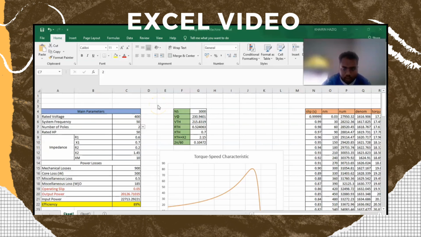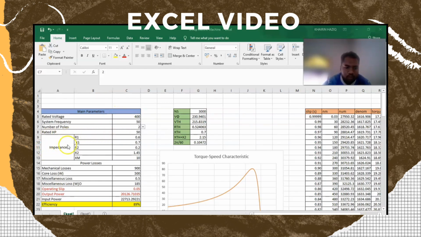So this is the Excel work for our project for group electric machine. We have 4 tables here. First and foremost is the table for the main parameters or our variables. We have rated voltage, system frequency, number of poles, and rated HP. Our rated voltage is 400 volts, our system frequency is 50 Hz, number of poles is 2, and our rated horsepower is 20.